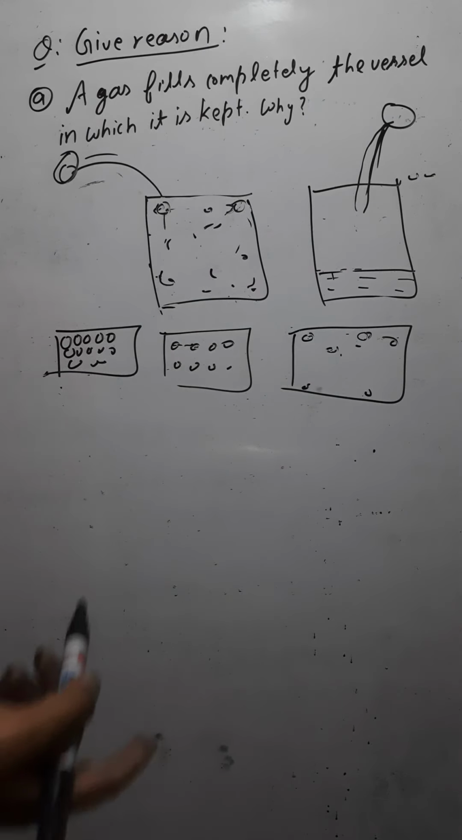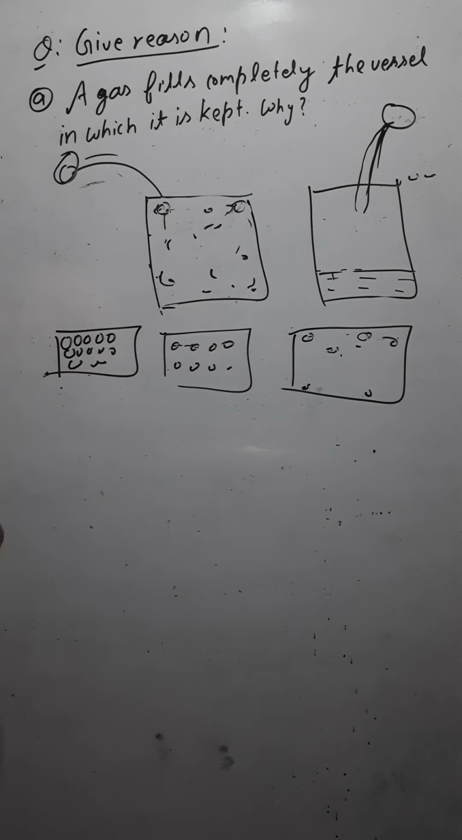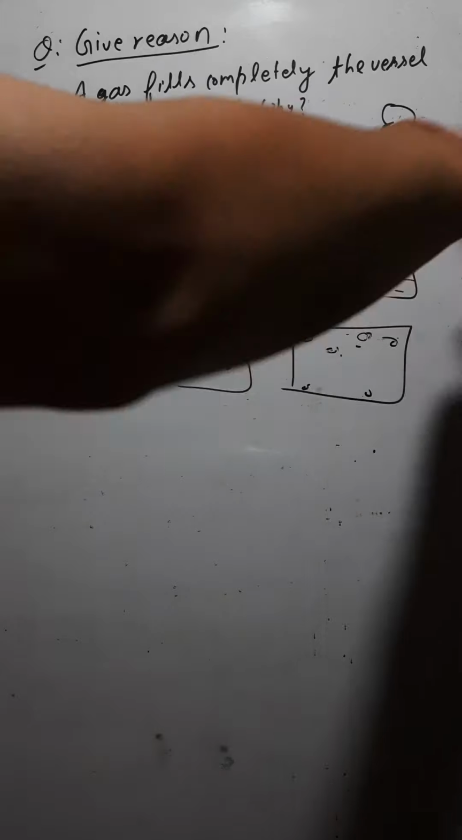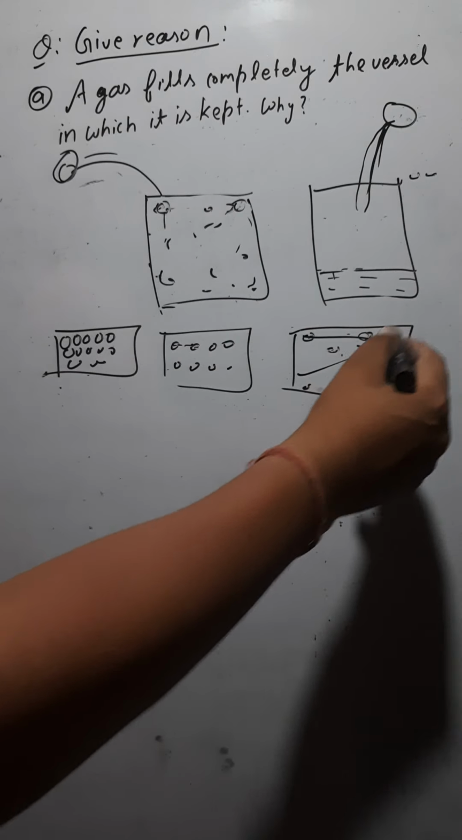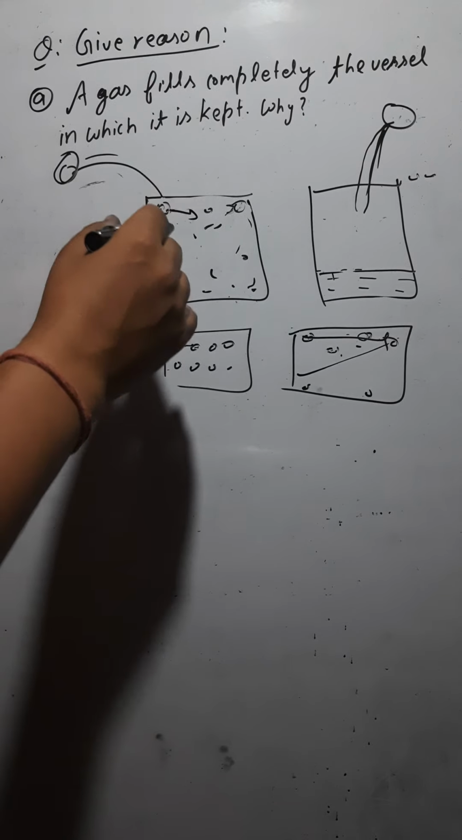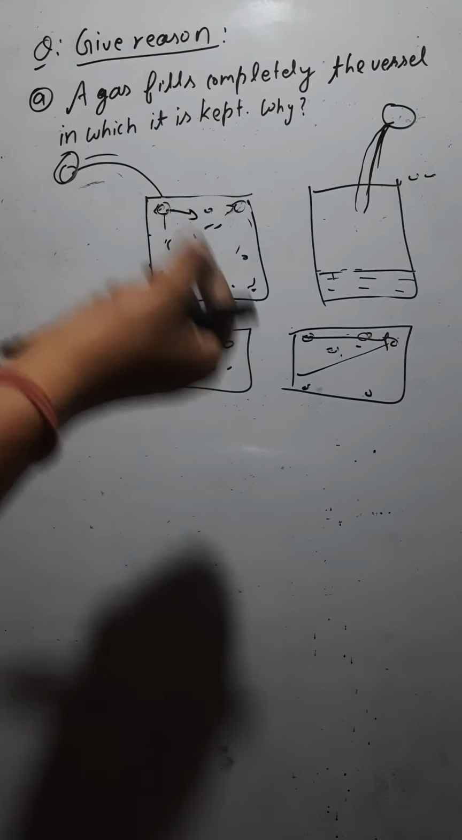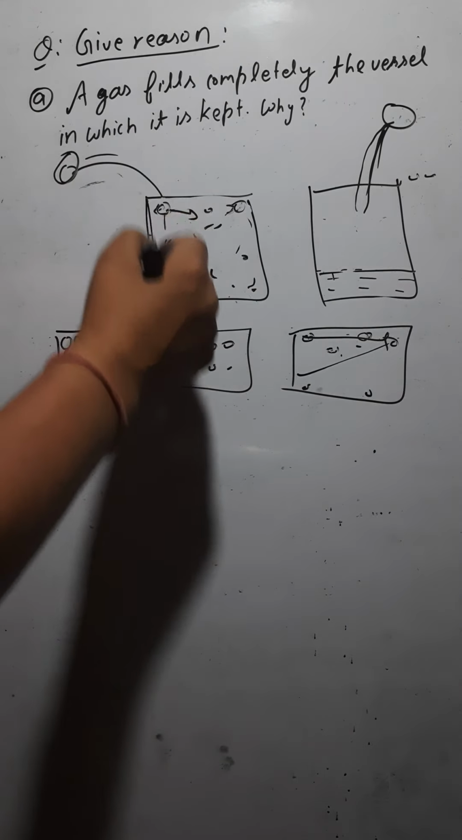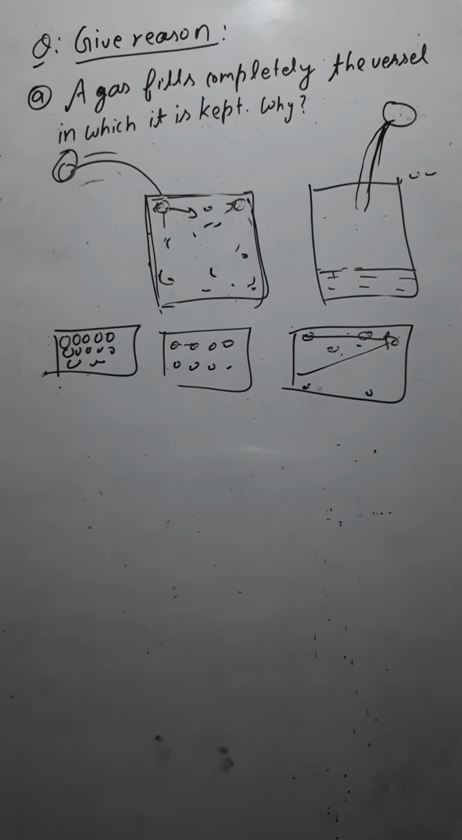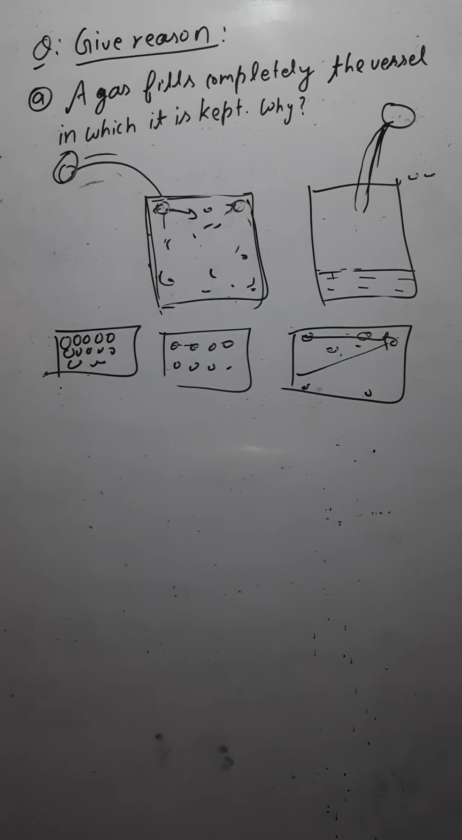And one more thing, the particles are continuously moving. In solids they do not have much space to move. In liquids they have some space to move, but in gases they have enough space to move. So they can move here and there, everywhere, wherever they want. The particles are moving everywhere and have no force of attraction between them. That is why the gas you fill in this container takes the whole space inside. This is the reason. Are you getting this?